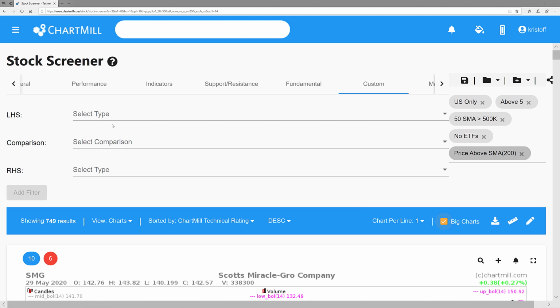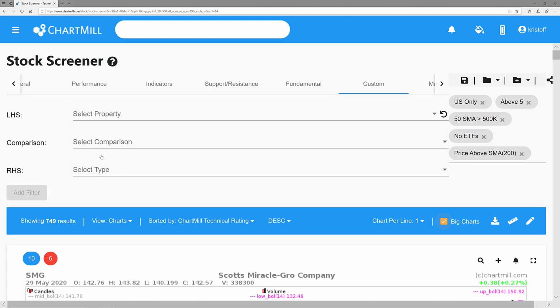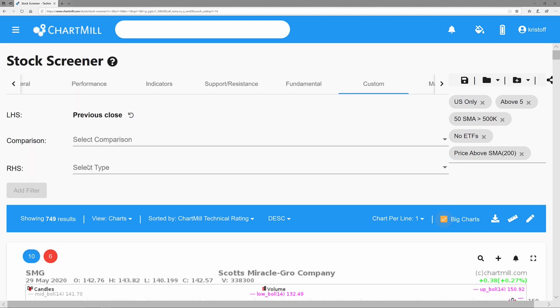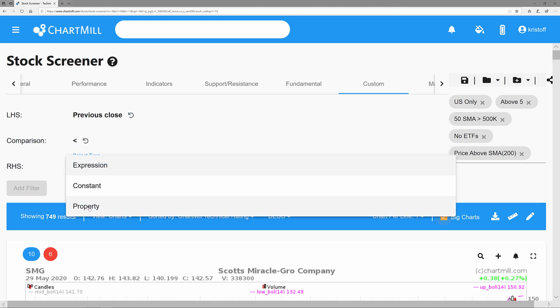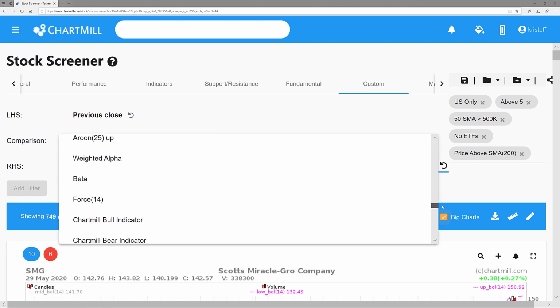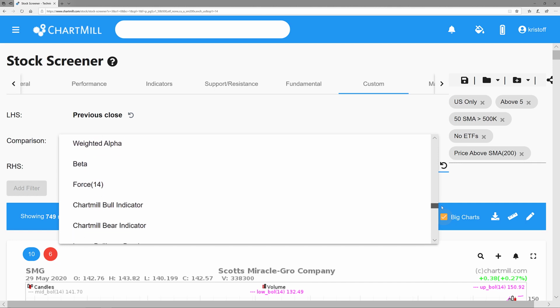So in this section, my first filter determines that the price of the previous close has to be lower than the lower Bollinger Band. So for the left hand side of the comparison, select Type, Property, Previous Close, the comparison itself smaller than, and then for the right hand side of the comparison, select Type, Property, Lower Bollinger Band, and then Add Filter.